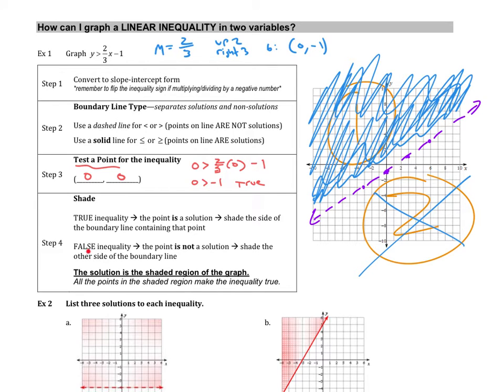Notice if it's false, we got a true statement. If it had been false, that meant we guessed wrong. That point would not have been a solution, so we would have shaded the other side. All right, all the points, so we could pick any point in this section here, and it would make the inequality true.